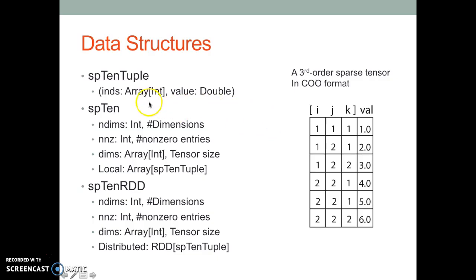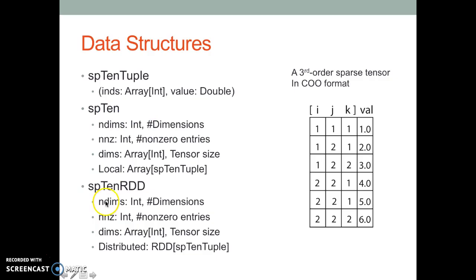First, we designed three main data structures. This is a third-order sparse tensor in coordinate format. Each row represents a non-zero entry with its value. The first row has value 1, and these are three indices, I, J, K. And the SPTuple is the class that represents each non-zero entry here.